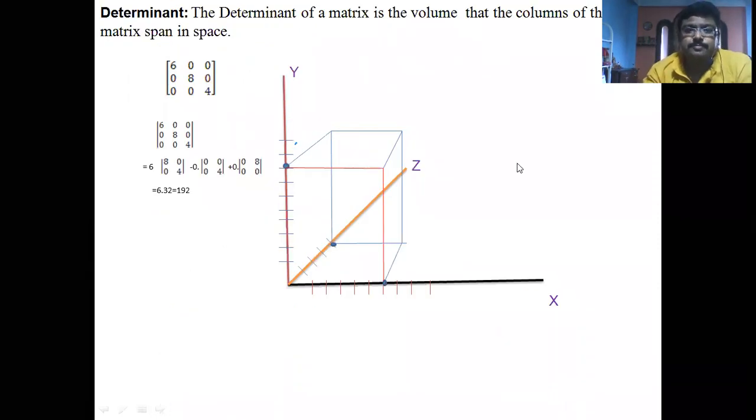Now, determinant. The determinant of a matrix is the volume that the columns of the matrix span in space. Okay. The determinant of a matrix is the volume that the columns of the matrix span in space.